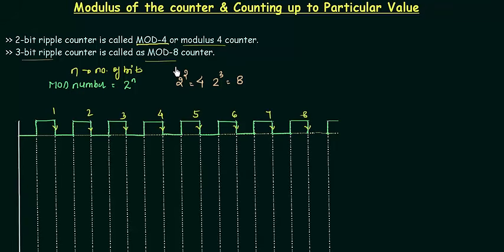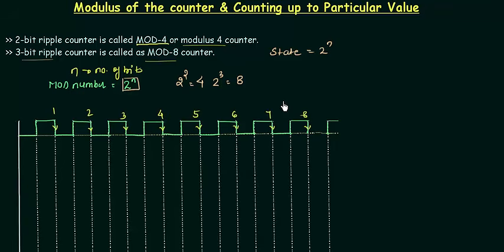Now if you remember from my previous presentations, I told you that the number of states is equal to 2 to the power n, and also the mod number is equal to 2 to the power n. So we can say that the modulus of a counter represents the number of states. So this is the clear-cut and final thing about the modulus.